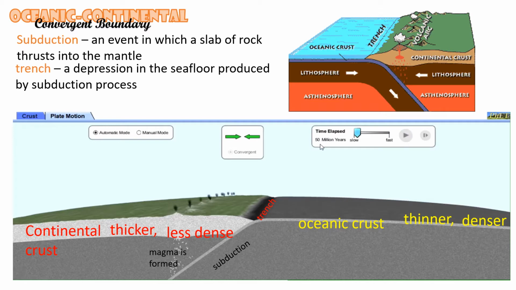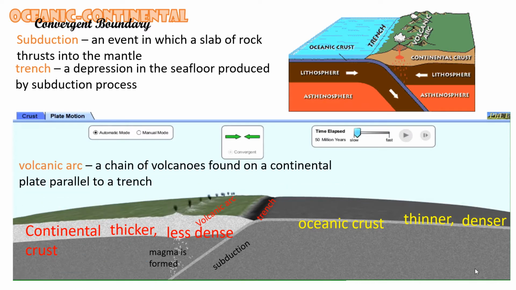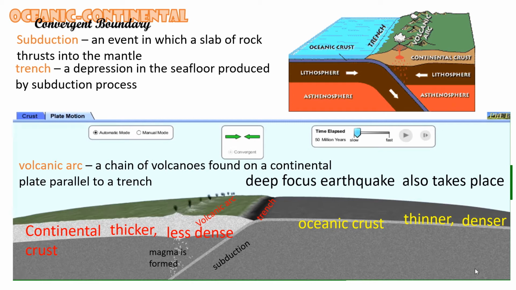Imagine a chocolate bar. What will happen to it if you place it in a very hot pan? Definitely it will melt. A molten rock is called magma. Since magma is less dense, it rises and pushes the crust, and a volcanic arc is formed. A volcanic arc is a chain of volcanoes found on a continental plate parallel to a trench. Moreover, a deep focus earthquake also takes place.